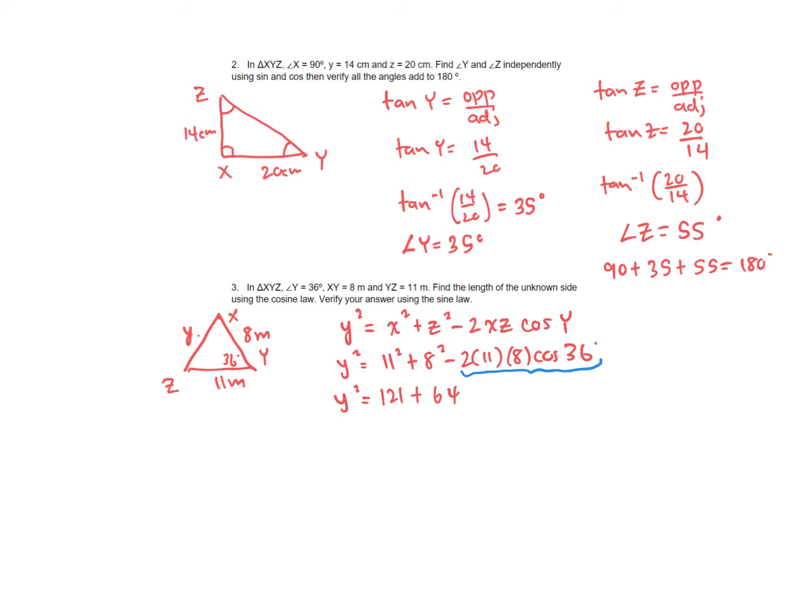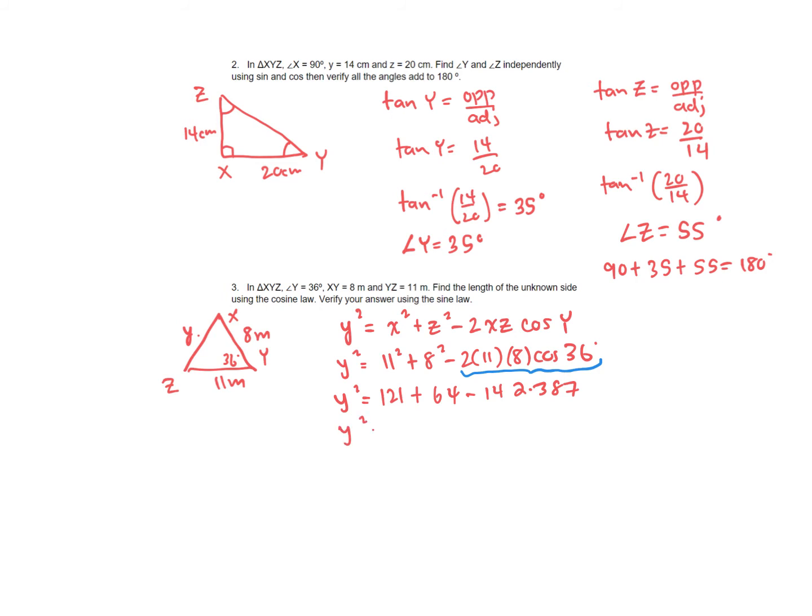Don't do 2 times 11 times 8. Do your addition, subtraction, and then do cosine 36 at the end. Remember, order of operations says I have to do all this multiplication first before I add and subtract. So I have to do 2 times 11 times 8 times cosine 36 as one value. It works out to be 142.387.